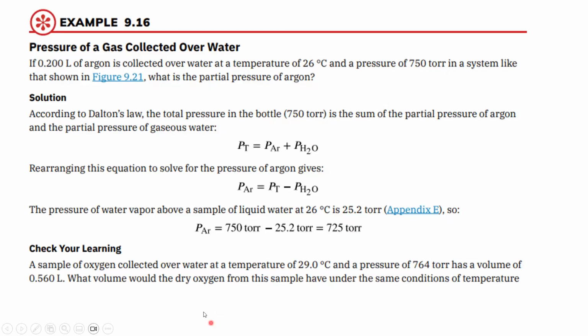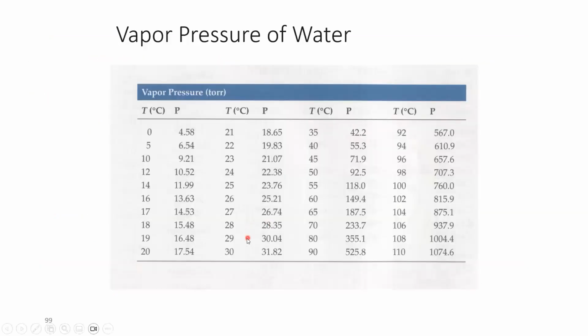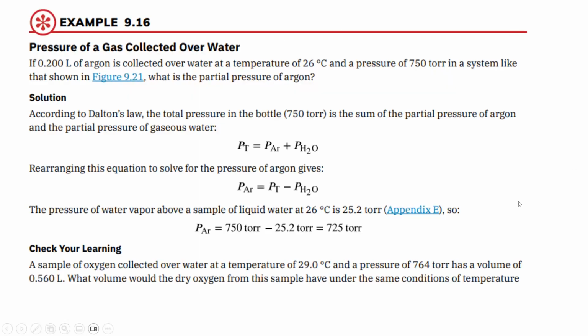And if we look at another one: a sample of oxygen collected over water at a temperature of 29 degrees Celsius and a pressure of 764 torr has a volume of 0.56 liters. What volume would the dry oxygen from this sample have under the same conditions? With this one, if we go back again, 29 degrees C, we'll see 30 torr. So 764 torr overall means 30 of it's coming from the water, so 734 of it is going to be from the oxygen.